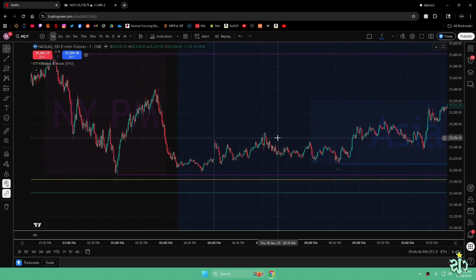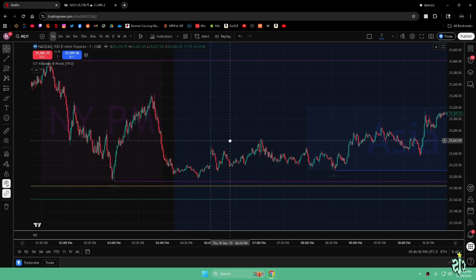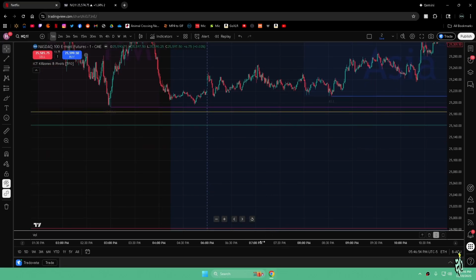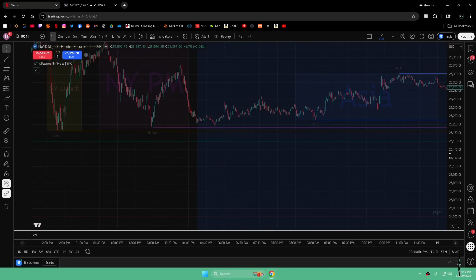So, first thing I always do, mark out my fib, and mark out my imbalances and buy side and sell side liquidity. Right. So I have everything marked out, so we don't have to go through it.